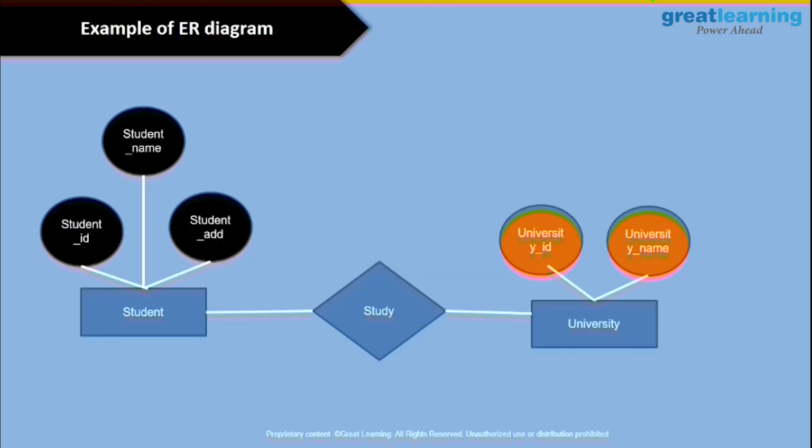Now we are going to take a simple example of an ER diagram, and I will try to help you understand how this ER diagram works, right? How you can do that. Let's have a look at that. So we have student, we have student ID, student name, student address. Then we have study, we have university ID, university name.